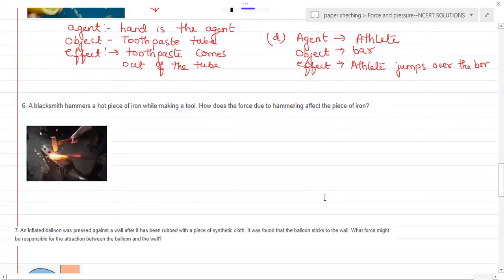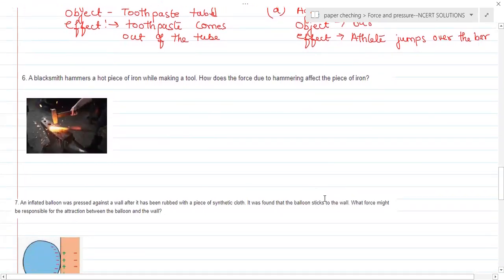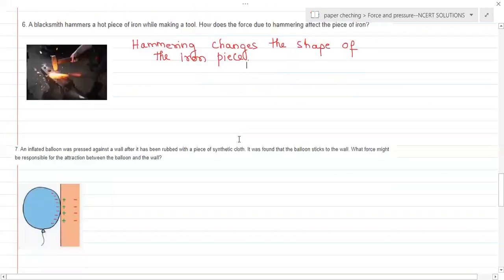Okay? Now, sixth question. A blacksmith hammers a hot piece of iron while making a tool. How does the force due to hammering affect the piece of iron? So the force is applied due to hammering, and this changes the shape of iron. Iron can be molded in any shape according to the requirement, right? So hammering changes the shape of the iron piece. Right? So that is what the answer would look like.